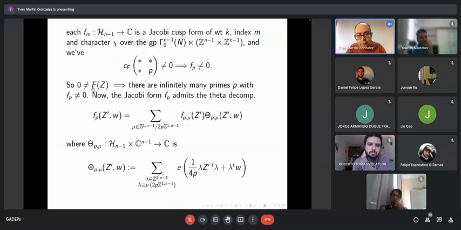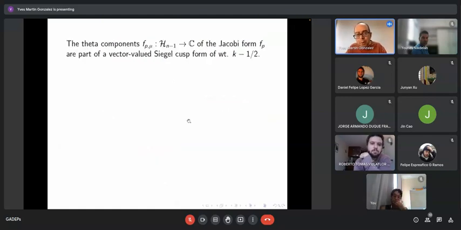Okay. And so a Siegel cusp form big F gives you many non-zero Jacobi forms little f sub p, and each of them can be decomposed in finitely many terms involving the theta function and some coefficients in front. You know that little f p is non-zero. Therefore, in this sum, at least some of the coefficients f sub p mu must be non-zero.